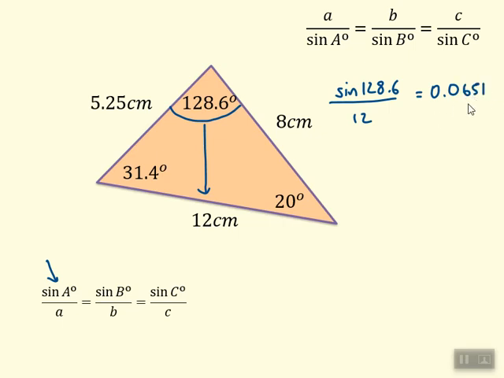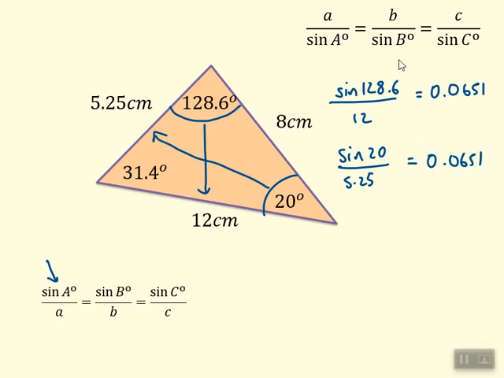0.0651 roughly. I'm not writing down all of them, just a couple. Then what the sine rule says is if you do that again with another angle, so let's pick 20 this time. Sine 20 divided by its opposite angle, so that's 5.25. Let's work that out. Please do this with me: 5.25 divided by 5.25. It gives you the same number. So look, that equals that.